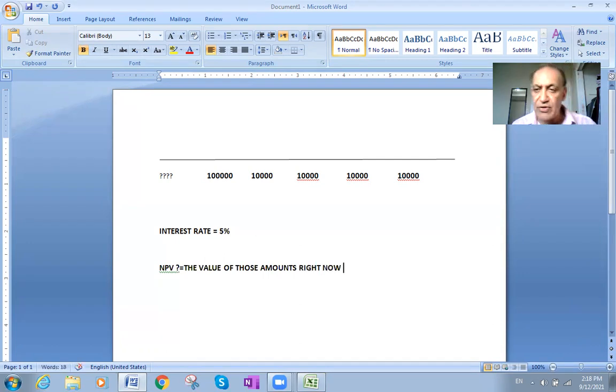So it means the values of those amounts right now. And this is what I'm going to calculate in these few minutes coming. I can do this manually using the financial compound interest tables, and I can also do this by using the calculator. Let me show you first how I will do it manually.